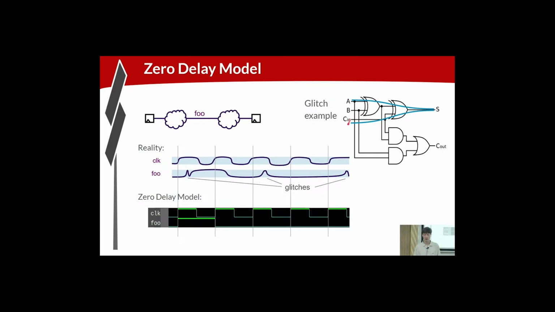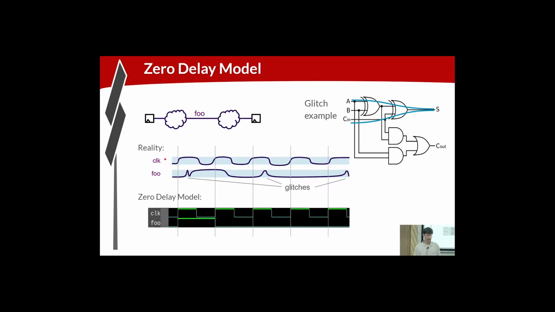So when these two transition simultaneously, the C path is going to be faster, it's going to toggle S, and then the A path is going to come along and toggle it back. Okay, that creates what's known as a glitch on S. Something like this, right?